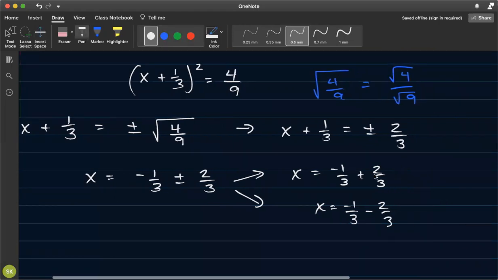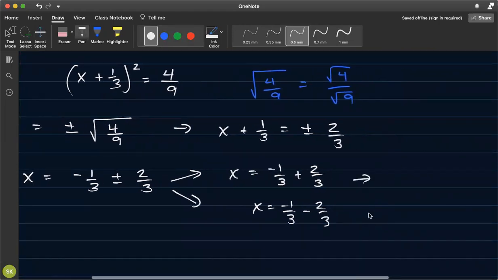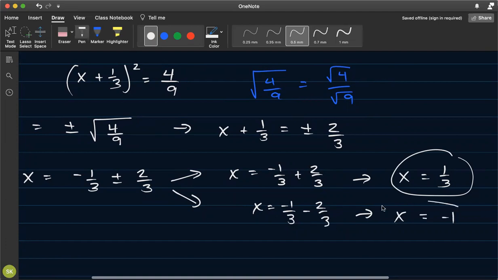And the reason I did that is because these you can add. So you don't have this ugly square root anymore. 2/3 plus a negative 1/3 is 1/3. So that's your first answer. And then for the other one, you get negative 3/3, which is just negative 1. So those are your two solutions.